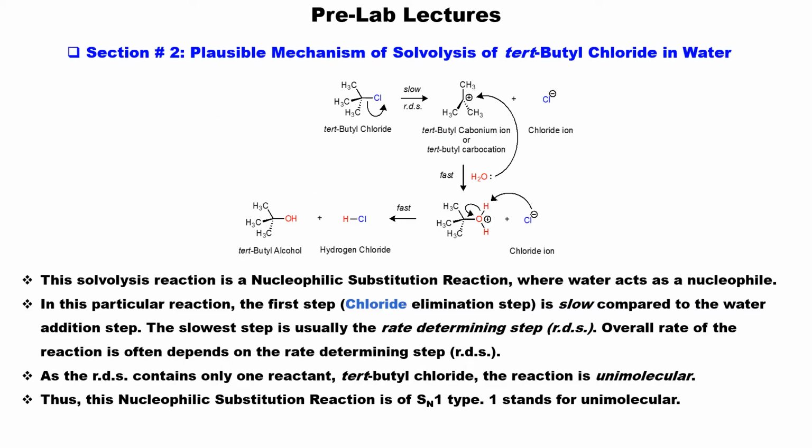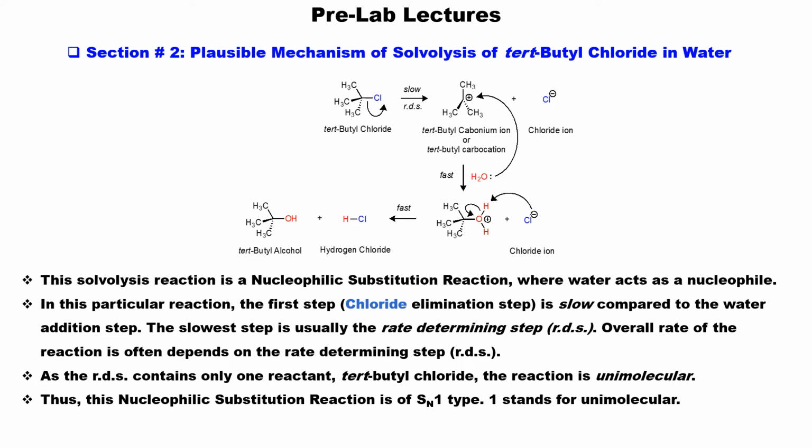Well, if you look at the mechanism, this reaction is a substitution reaction because the leaving group, the chlorine, is substituted by the OH, which comes from the water molecule, and because the water here is also a solvent, that makes it a solvolysis nucleophilic substitution reaction.